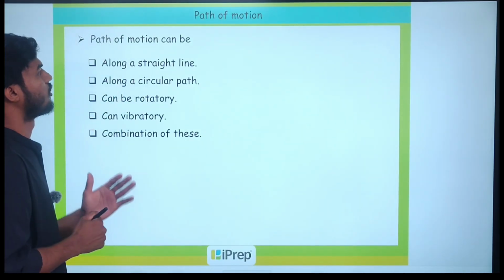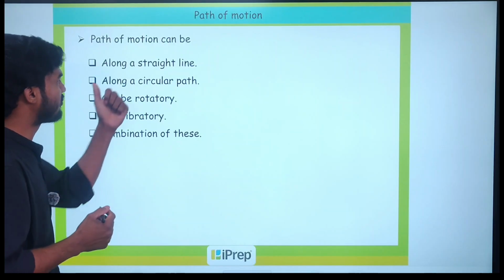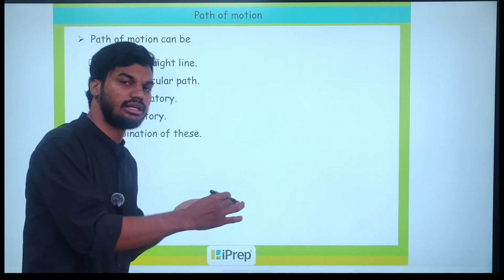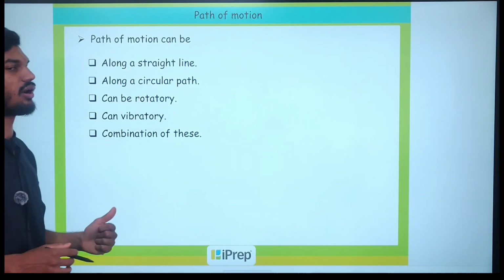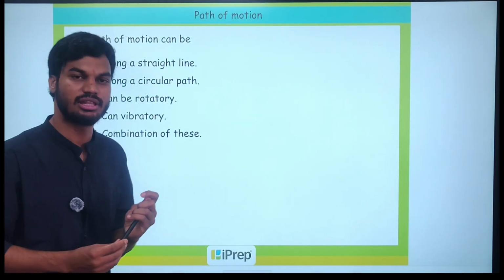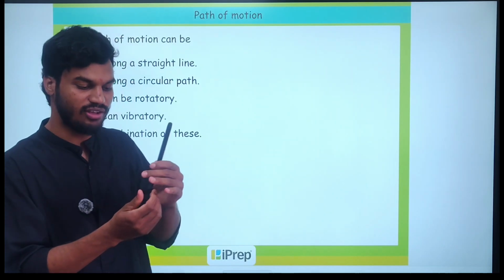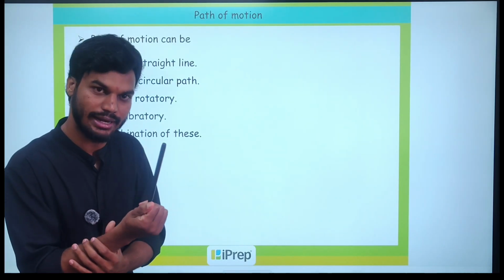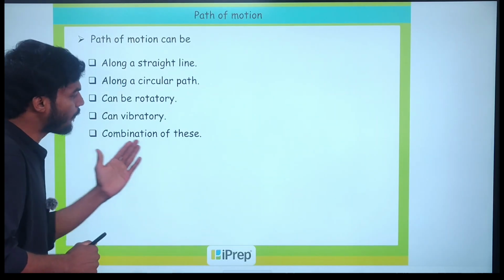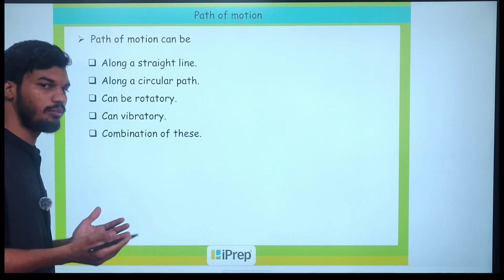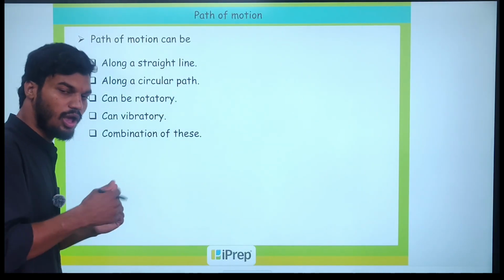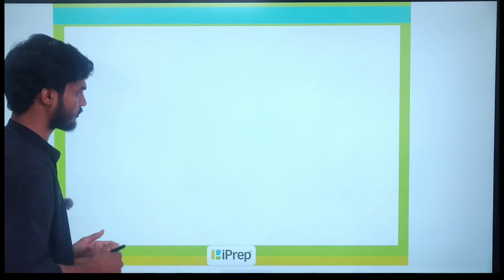Next, path of the motion. Motion can be in the form of a straight line, so the object moves in a straight line. Motion may be in the form of a circular path, and motion may be in the form of rotatory motion, where at one fixed position the body is rotating. That is known as rotatory motion, and then vibratory motion. A combination of all this is also possible. A motion can be a straight line, circular, vibratory, and everything.